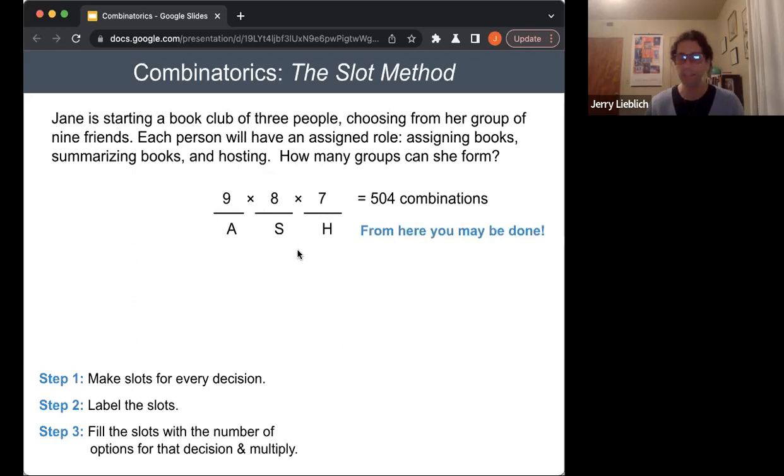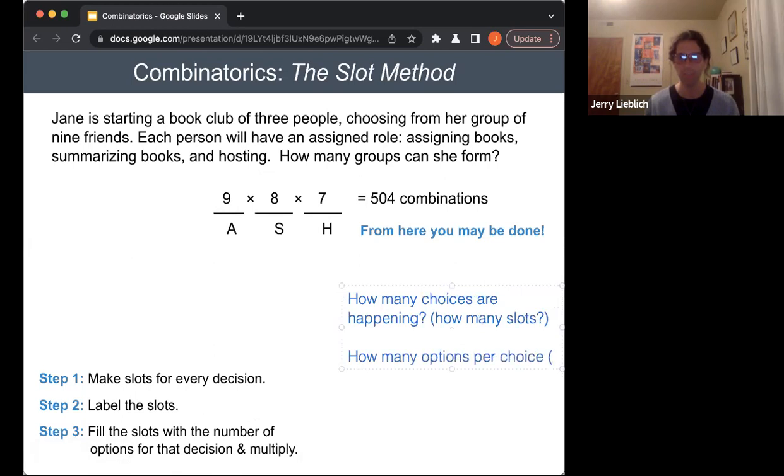And in a case like this, that's going to be all we need. Again, in a little bit, we're going to look at how this can get a little more complicated. But for now, it's about following these steps. And really what it comes down to is asking yourself, how many choices are happening? In other words, how many slots? And how many options per choice? What number goes in the slots? If you can figure out the answers to those 2 questions, you've got it here. So let's try a couple of these out, and then we'll ratchet up the difficulty a bit.